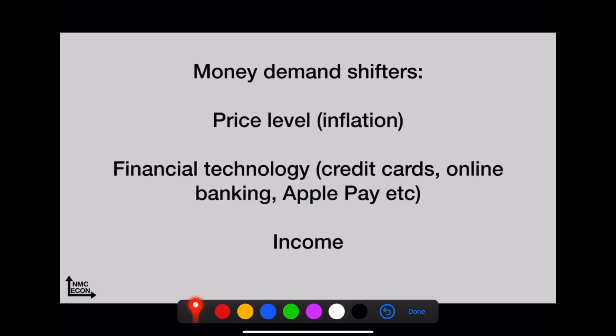Money demand shifters: price level. Anytime inflation happens, people are going to want more money. Fintech, or financial technology. Any improvement in this is going to decrease the demand for cash. You see lots and lots of payment systems, things like Apple Pay, popping up everywhere. That'll decrease the demand for holding cash. And then income. If people are making more money, they're probably going to be spending more money. Remember your formula for the velocity of money.